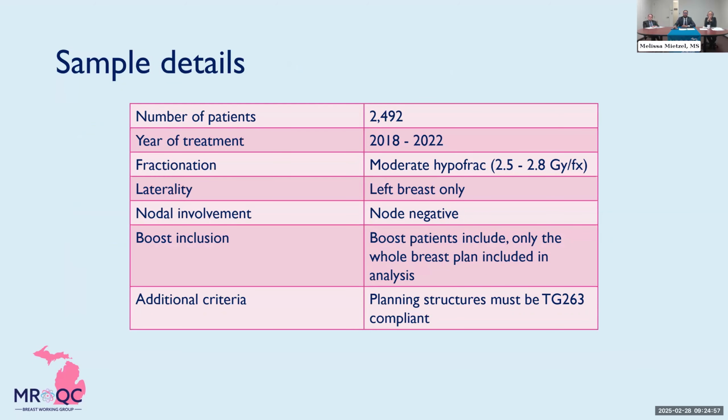There were 2,492 patients in this retrospective analysis. All of those patients were treated between 2018 and 2022. All had moderate hypofractionation with daily fractions ranging from 2.5 to 2.8 gray per fraction. All patients were left sided cases, and they were all node negative. If there was a boost plan present in the patient's treatment course, the boost plan was excluded from the analysis. And the final criterion is that all planning structures needed to be TG263 compliant.